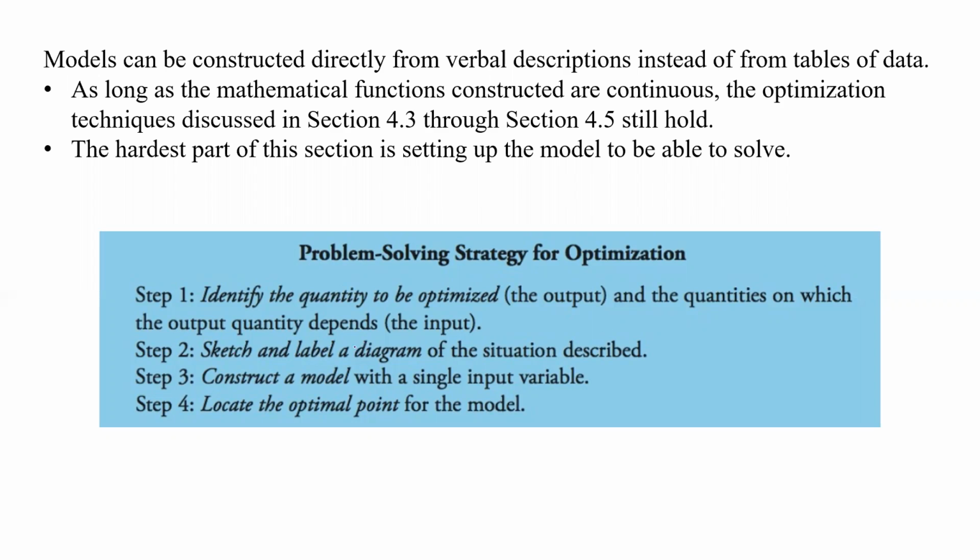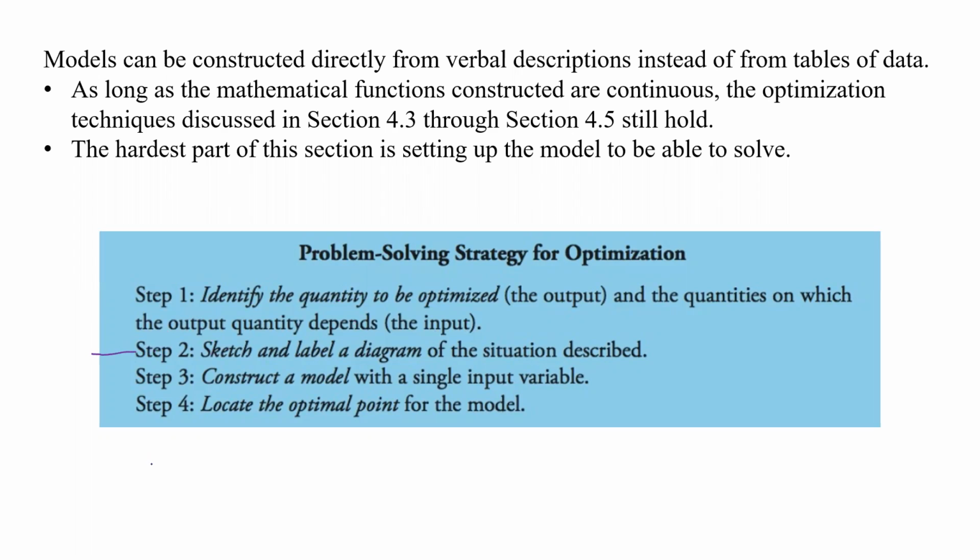First step is to identify the quantity to be optimized, which is basically our output, and then the quantities on which the output quantity depends, which is going to be our input. Then we sketch and label a diagram of the situation described. Now, the thing here is this second step might not actually be done. If you're doing something that doesn't need to have a diagram or can't draw a diagram, then you can kind of skip step 2.